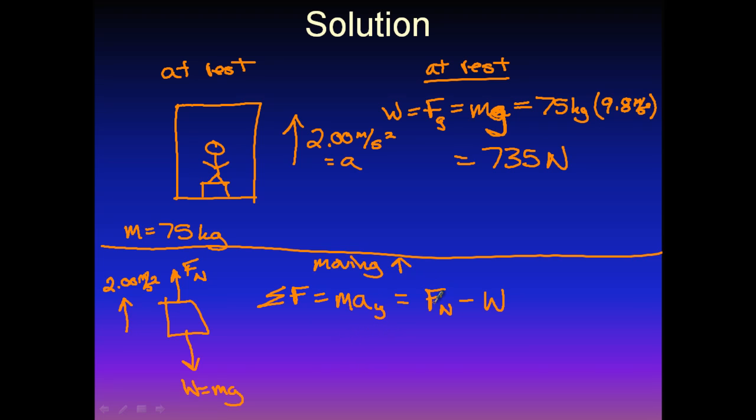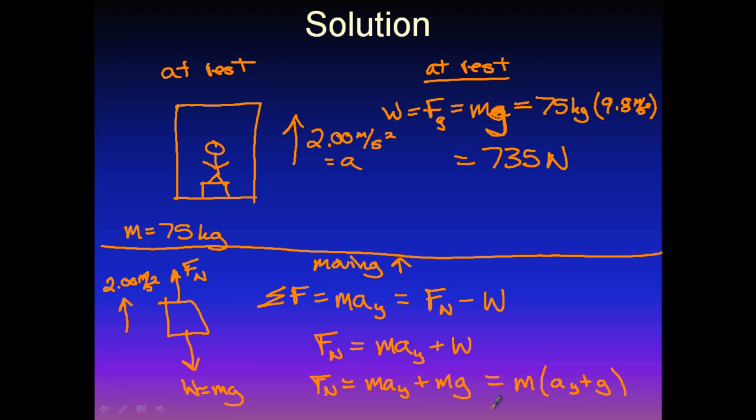All right, so we solve this for F_N. We add w to both sides. So we get normal force equals mass times acceleration in the y direction plus w. Now w equals mass times gravity. Both of these terms have an m, so we can pull that m out: m times (a_y plus g).